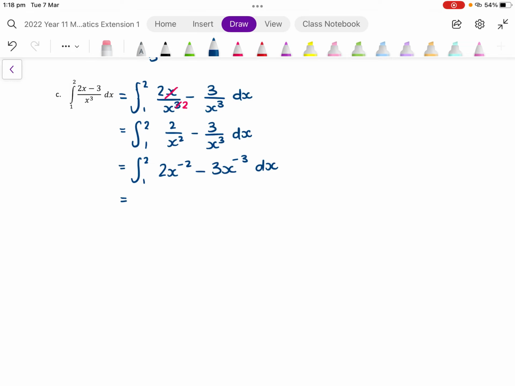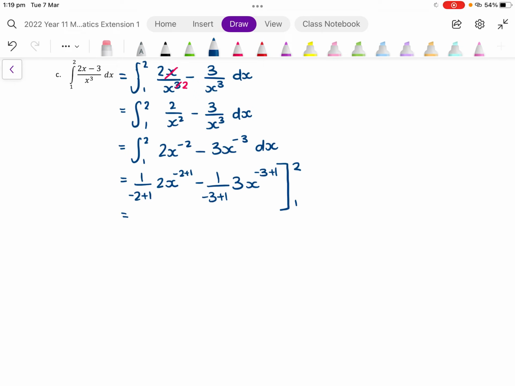So the antiderivative of 2x to the power of negative 2 is 1 over our n, which is negative 2, plus 1, times 2x to the power of negative 2 plus 1. Minus, we then have 1 over our n of negative 3 plus 1, times 3 lots of x to the power of negative 3 plus 1. And we need to do our square bracket at the end to substitute in our values in a moment, 1 and 2.